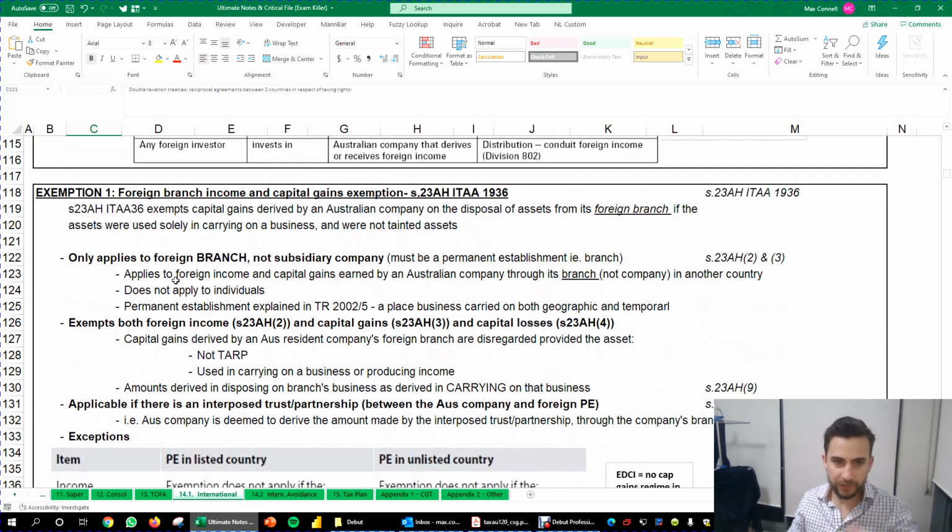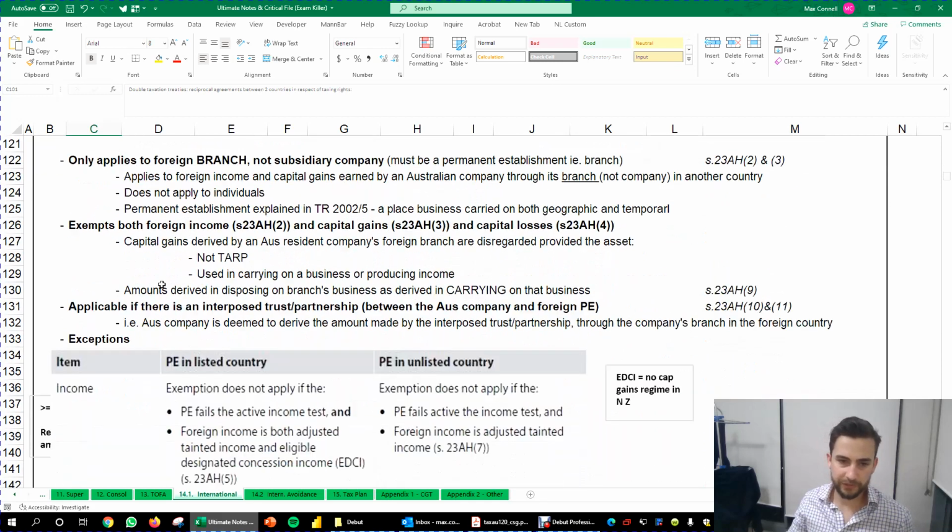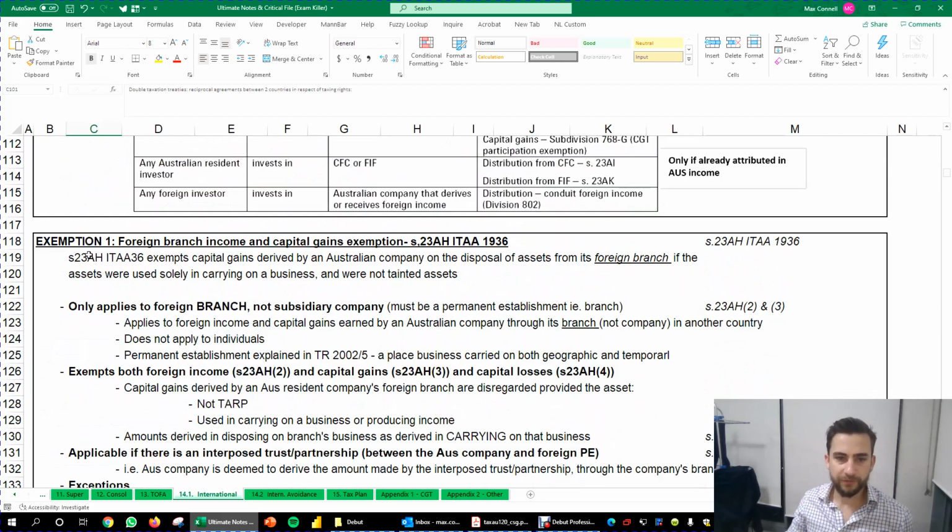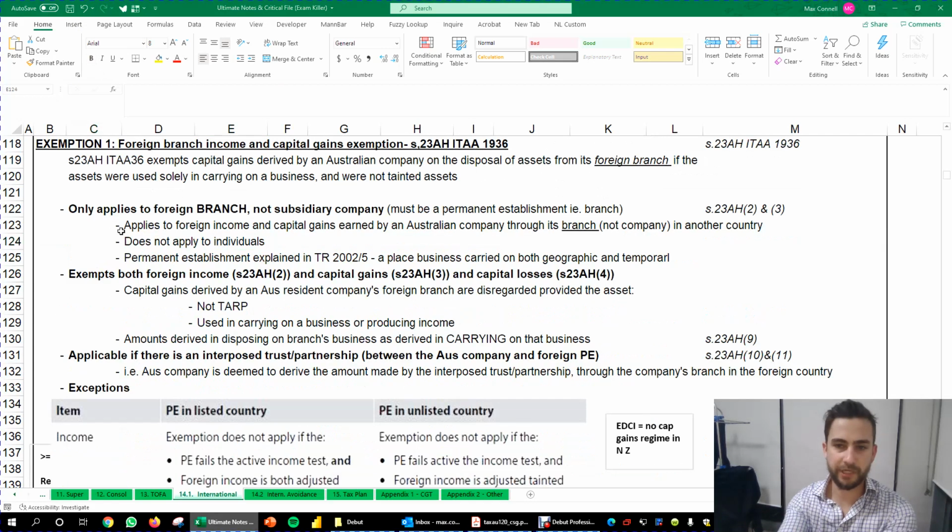Okay, so now we're going to go into detail on each of the different exemptions and what they mean exactly. The first one is the foreign branch income and capital gains exemption, which we talked about earlier on. This is under Section 23AH of the Income Tax Assessment Act 1936. It exempts a few things, including capital gains derived by a company on the disposal of assets, but only if they were used solely in carrying on the business and were not tainted assets. We'll talk about that later.